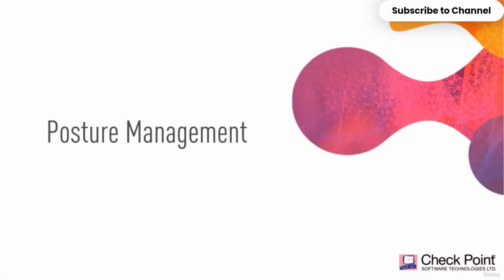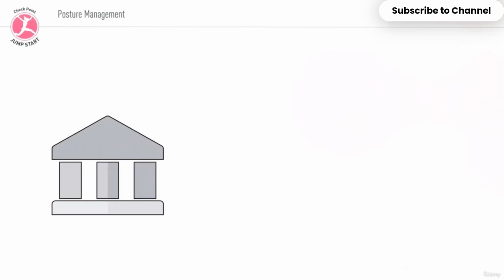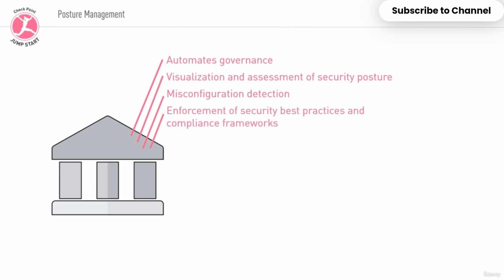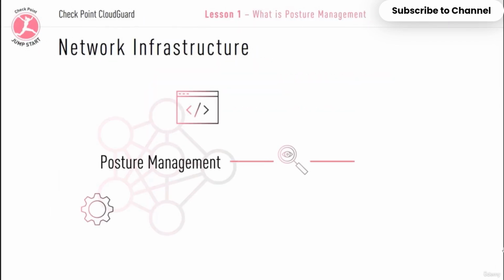Finally, the last component that is enabled during deployment is CloudGuard Cloud Security Posture Management. This component is baked into the solution, so you need not enable it proactively. Posture management automates governance across multi-cloud assets and services, including visualization and assessment of security posture, misconfiguration detection, and enforcement of security best practices and compliance frameworks. Check out our dedicated program on CloudGuard Cloud Security Posture Management for a deeper dive.